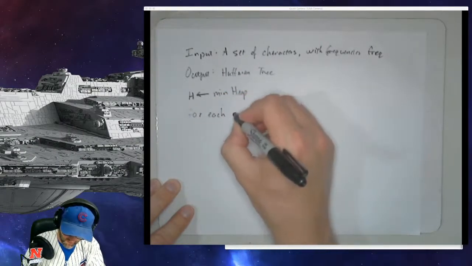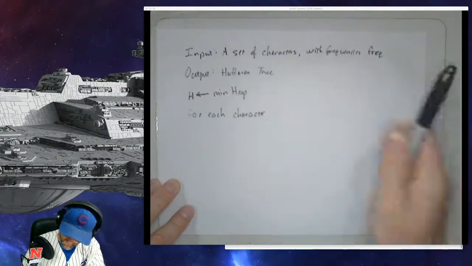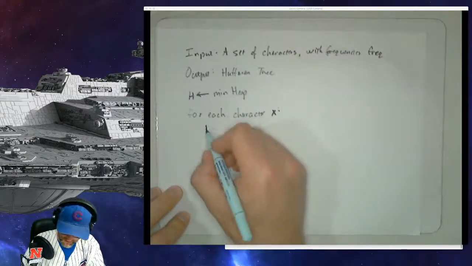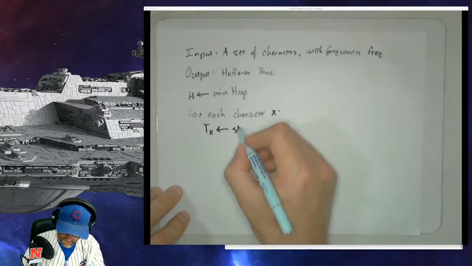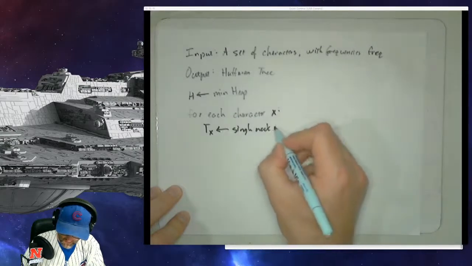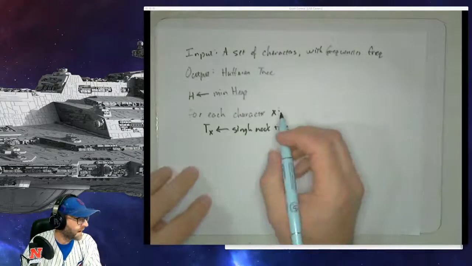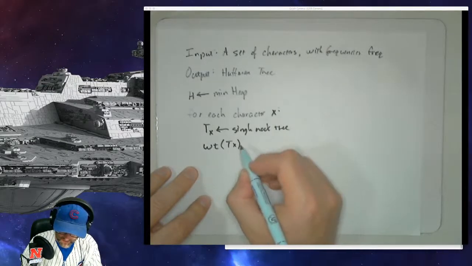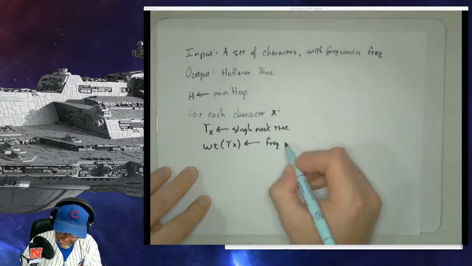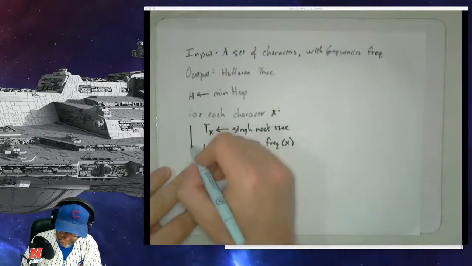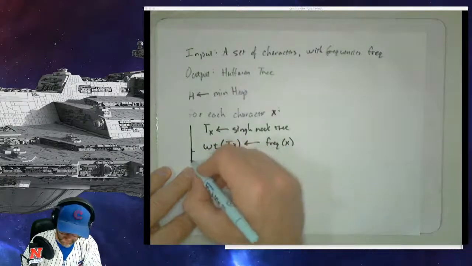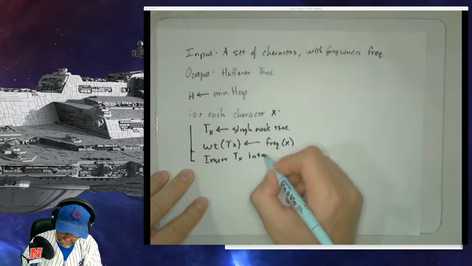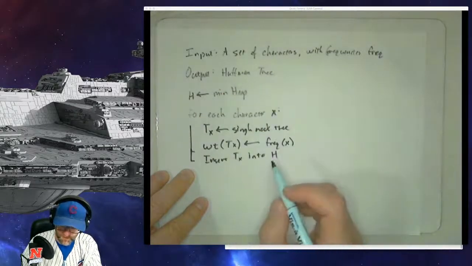Okay. So for each character, I'm going to switch X. I'm going to create a single node tree, and I'm going to define the weight of that single node tree to be equal to the frequency of X. And then insert T sub X into H. That's our heap, that's our min heap.